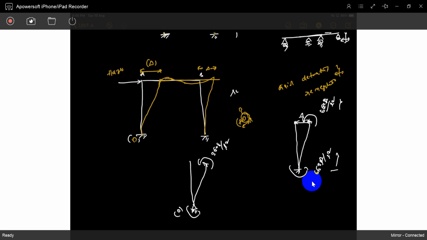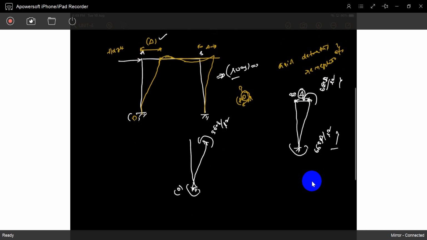This is called sway. So we have to consider this delta also, then analyze the frame. Without sway also you can do it. If we don't consider delta, we can do the problem, but those results are not accurate. We have to consider delta also. Understood? That's called sway analysis. We may not know the delta, but we can calculate it. We take into consideration the displacement of these joints. These are displacements, not deformation. Understood?